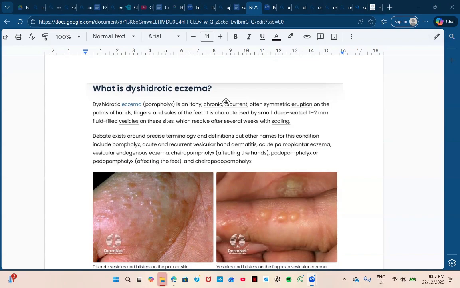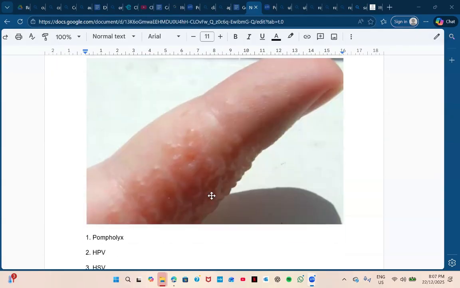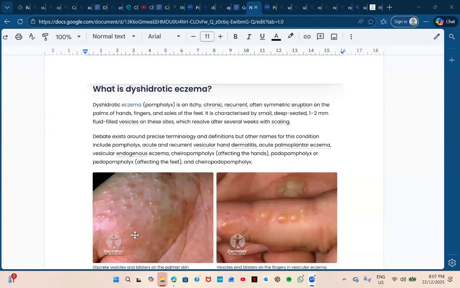So in here, what is this? The same kind of picture, right? It's like a small blister kind of thing. Okay, so let's discuss a bit about it.